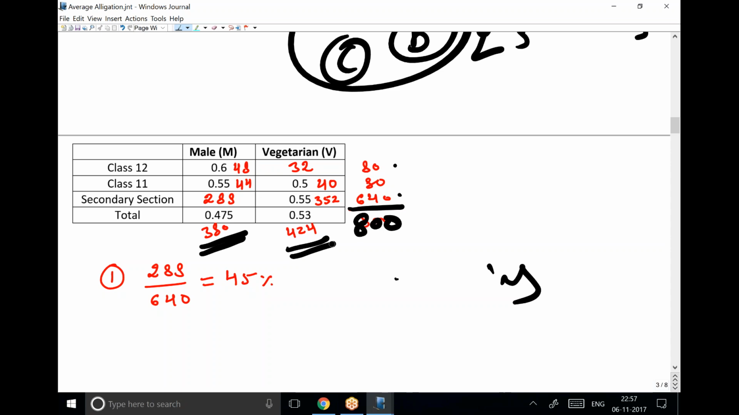Now look at the questions. If you see the questions now, in the first question they're asking what is the percentage of male in the secondary section. So male we know from the secondary section comes out to be 288 out of 640, which comes out to be 45%. Yeah.